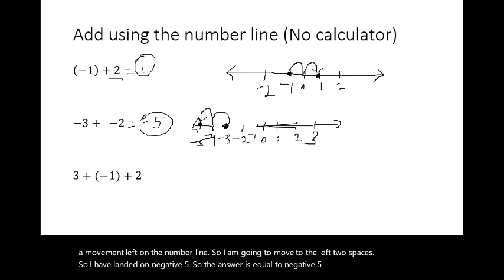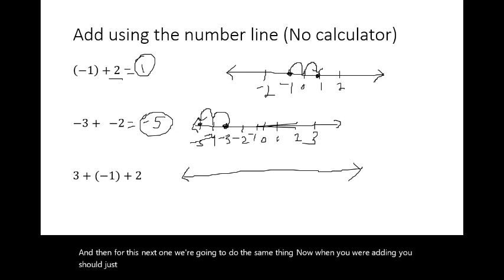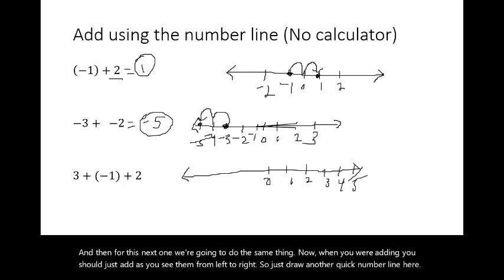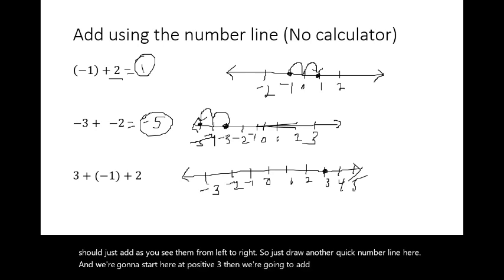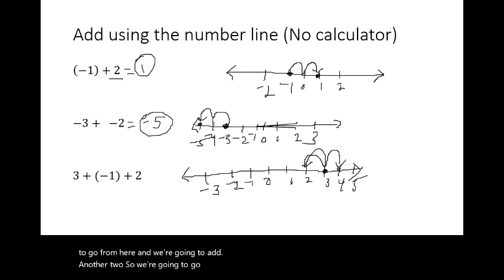And then for this next one, we're going to do the same thing. Now, when you are adding, you should just add as you see them from left to right. So let me just draw another quick number line here. And we're going to start here at +3. Then we're going to add to it -1, which means we will move to the left 1. And then we are adding to it a +2. So then we're going to go from here and we're going to add another 2, so we're going to go to the right 2 spaces. I have landed on +4, so the answer is equal to +4.